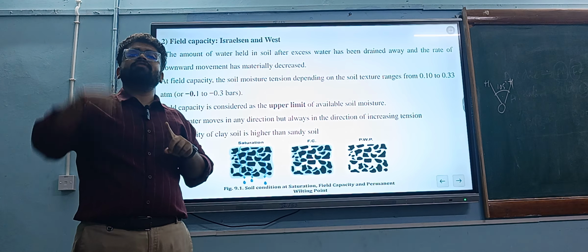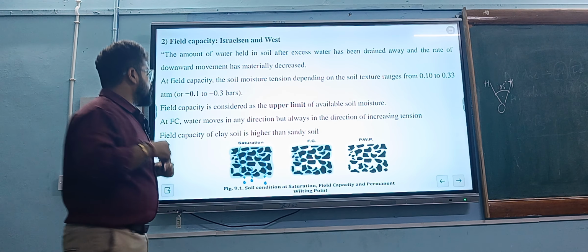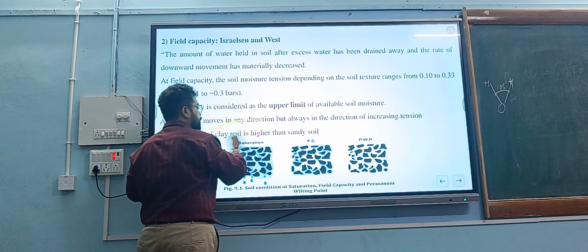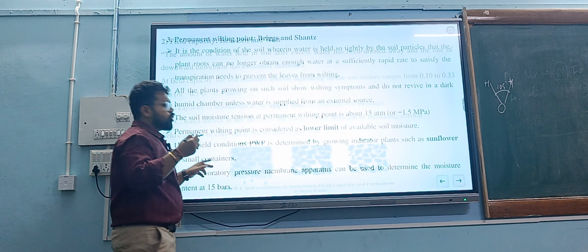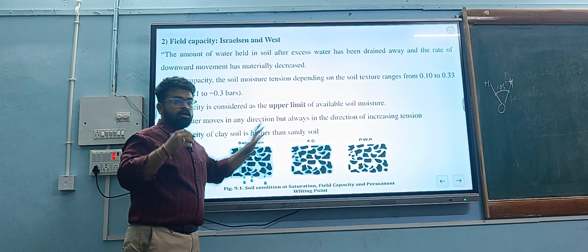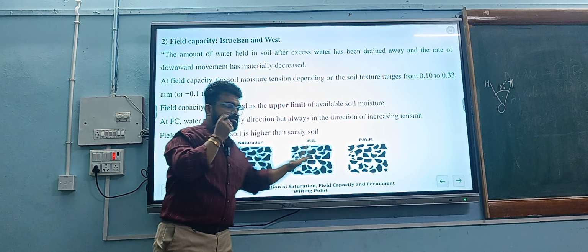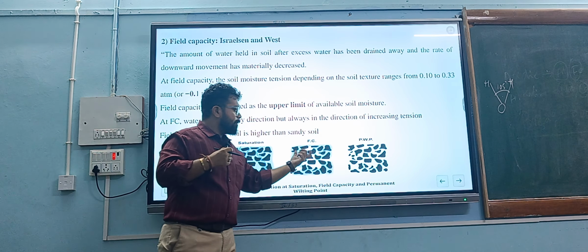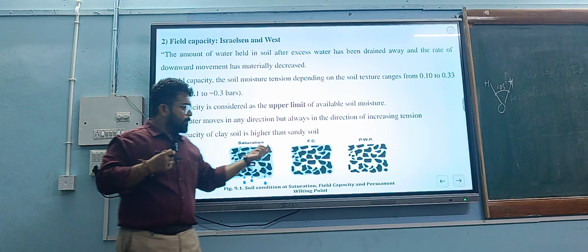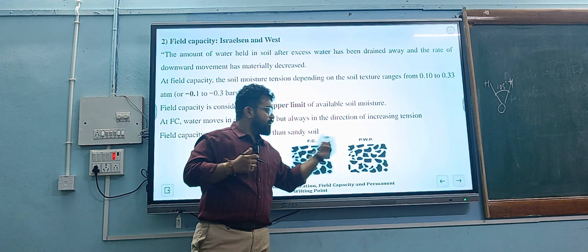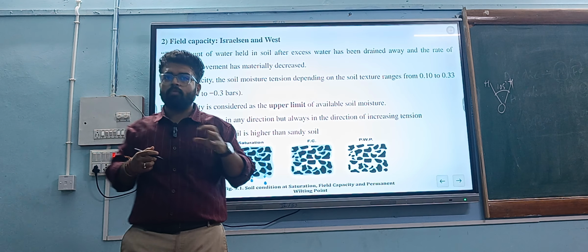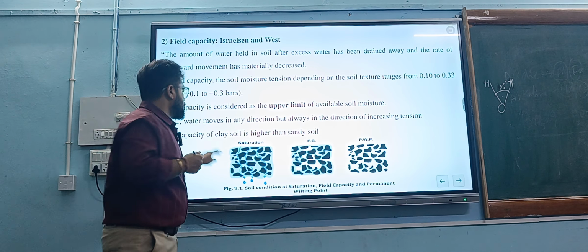Water moves in the direction of increasing tension, decreasing potential. And the field capacity of clay soil is higher than that of a sandy soil, because the micropores in clay soil are higher as compared to that of sandy soil. So just compare this figure. Saturated condition: all the pores are filled with water. Field capacity condition: only micropores are filled with water. Permanent wilting point: here you can see no water is held in both macro and micropores. Water is not available for the plant to uptake.